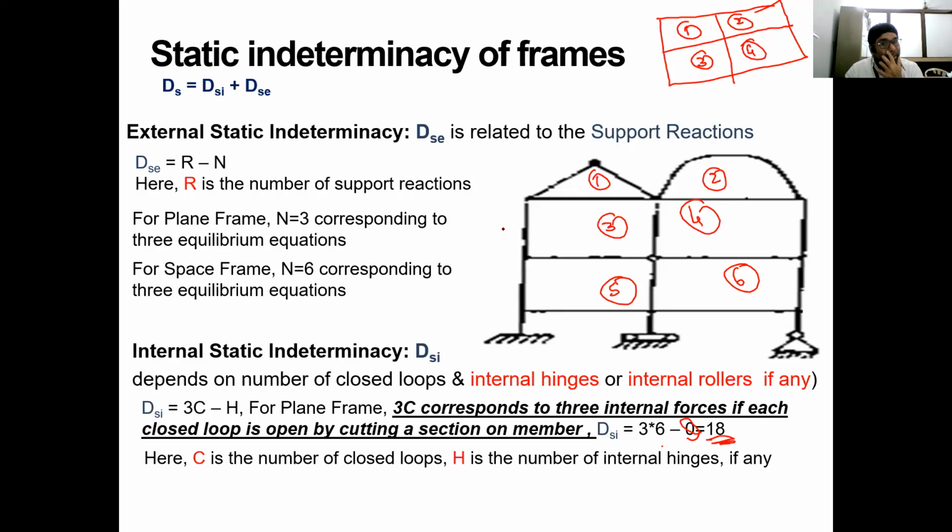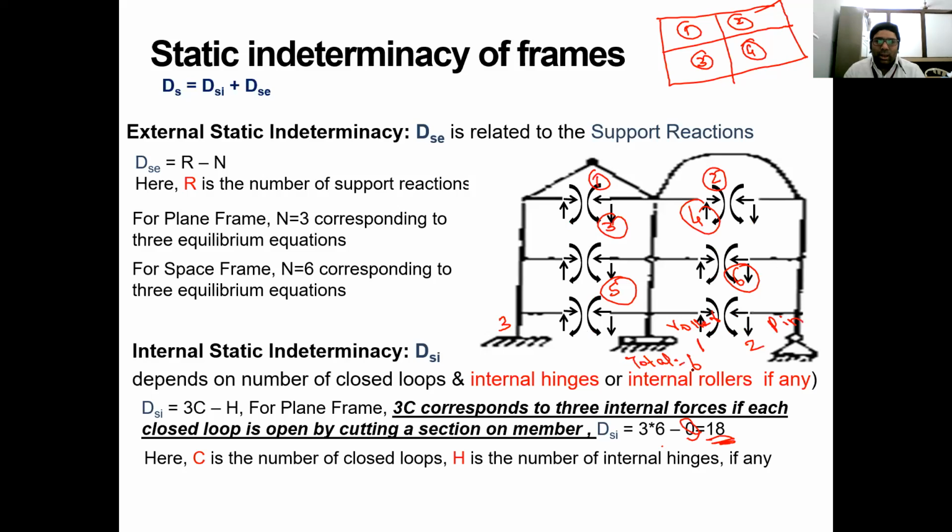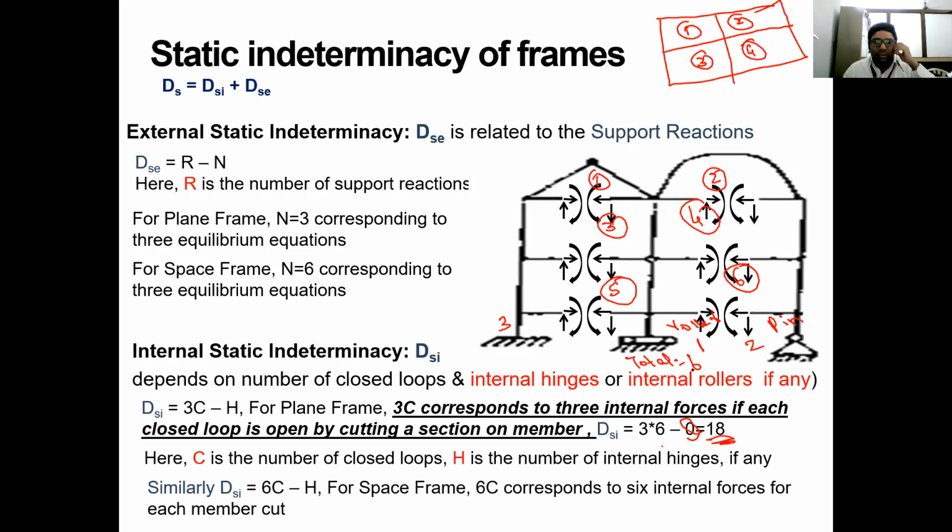Okay. And what is the external indeterminacy? So fixed will have 3 reactions. This is a pinned support or roller support. This is roller. It will have 1 reaction. And this is pinned support. It will have 2 reactions. Total how much? Total is equal to 6. Of course, if it's a three-dimensional frame, this is not required for us right now. I'm just closing this.